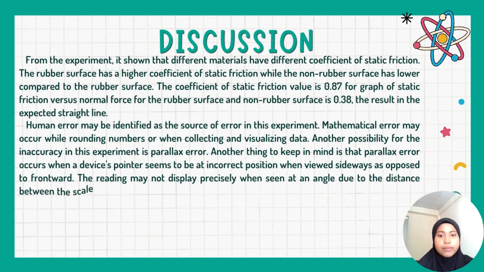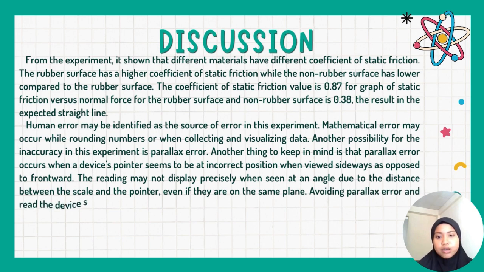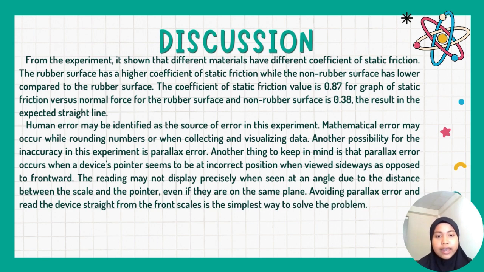Human error may be identified as a source of error in this experiment. Mathematical error may occur while rounding numbers or when collecting and visualizing data. Another possibility for the inaccuracy in this experiment is parallax error.